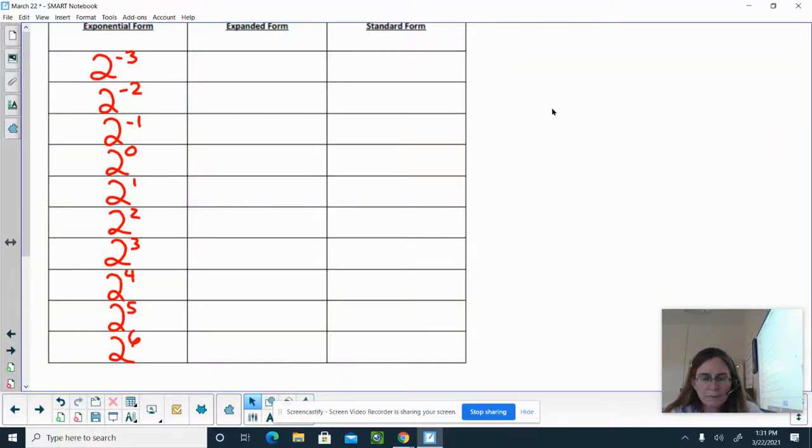Hello, I'm going to talk to you about exponents today, positives and negatives. So here we go. If you look at this table, we have exponents that range from 2 to the negative third to 2 to the positive 6. I'm actually going to start with 2 to the positive 6 first.